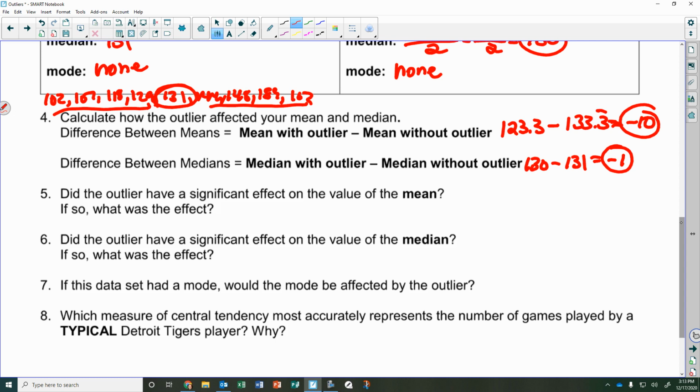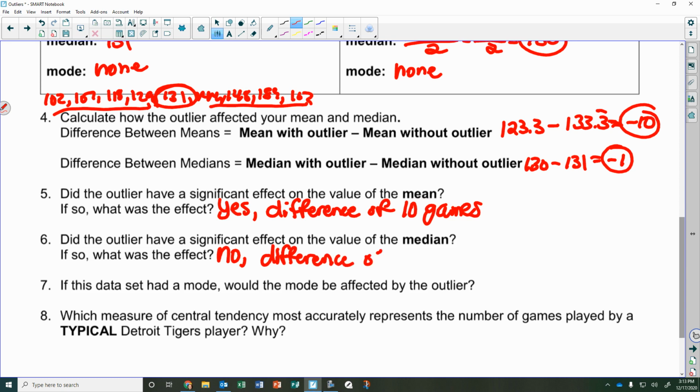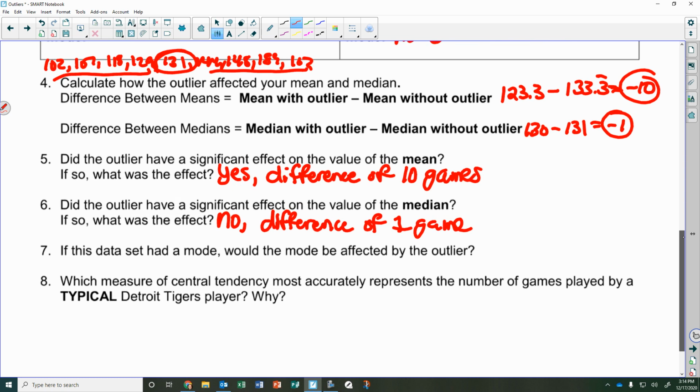So it says, did the outlier have a significant effect on the value of the mean? If so, what was the effect? Yeah, it had a significant effect. It was a difference of 10 games. Did the outlier have a significant effect on the median? No, because the difference was only 1 game. So it was a little bit much tighter. Okay, 10 games is quite a bit more than 1.